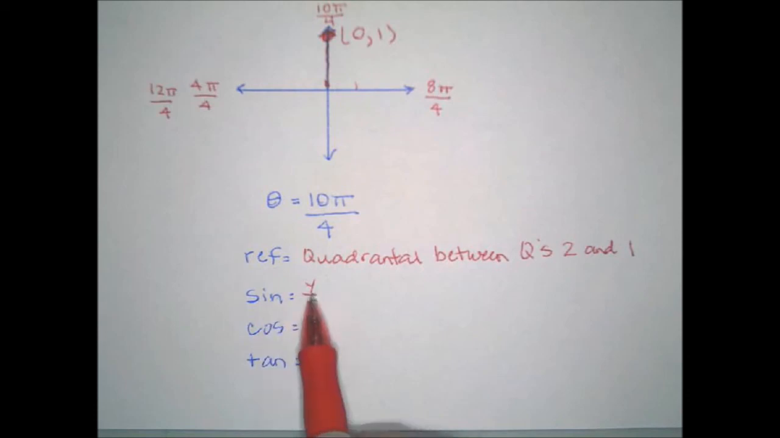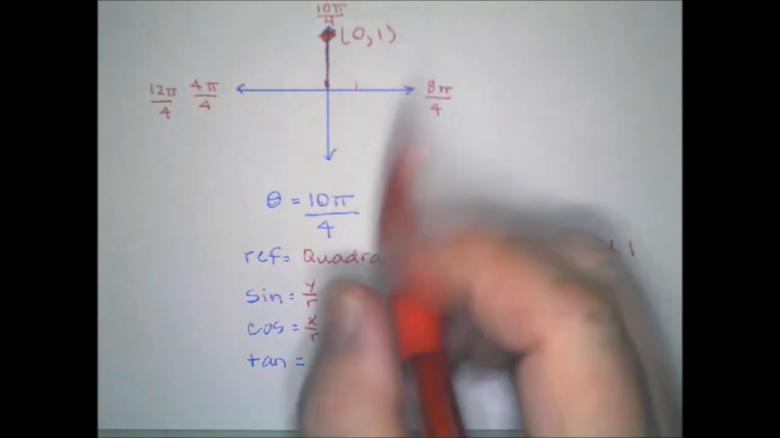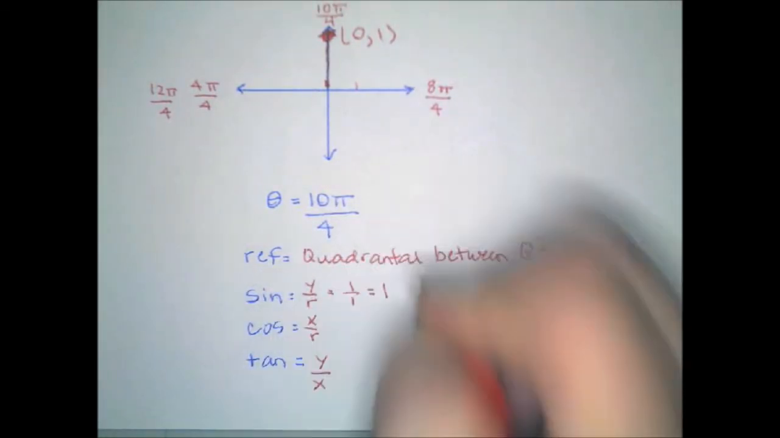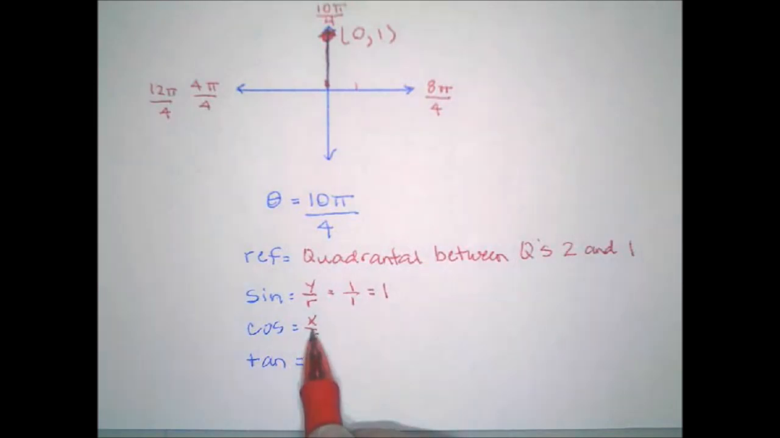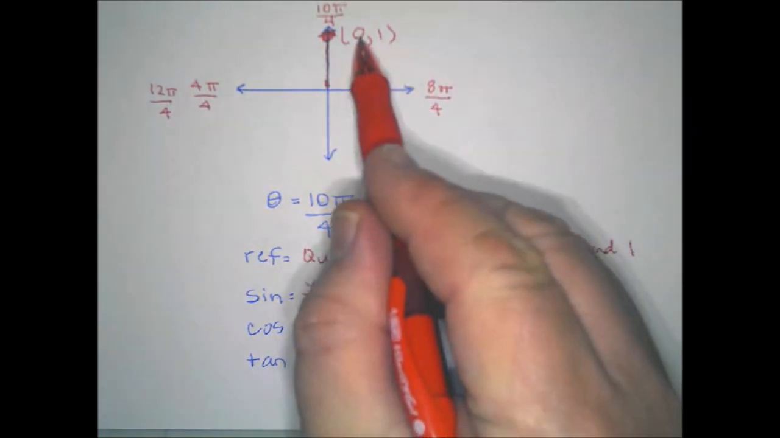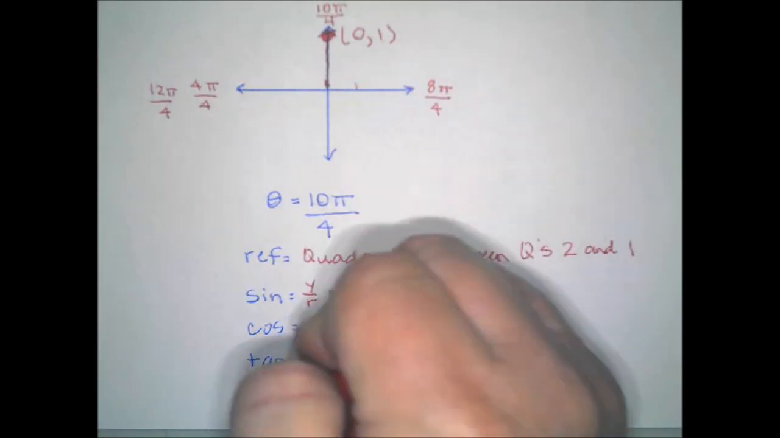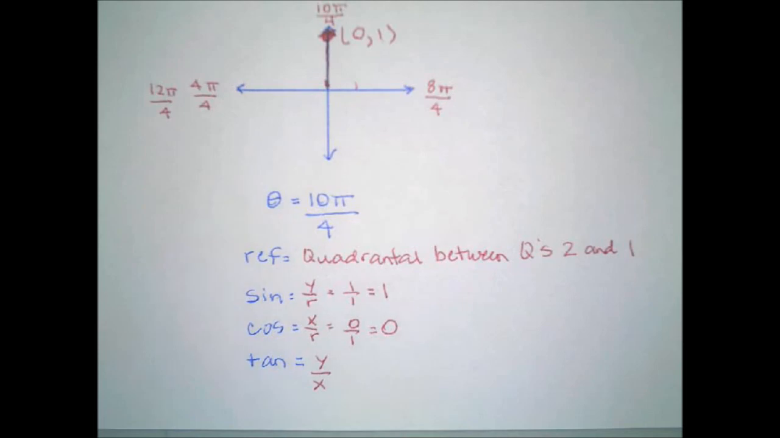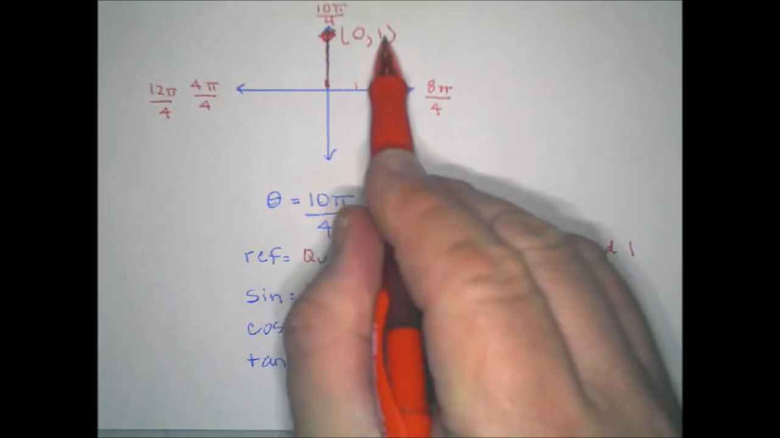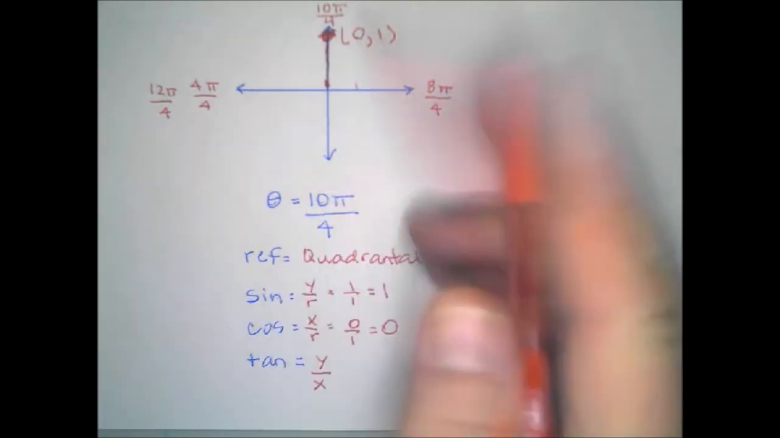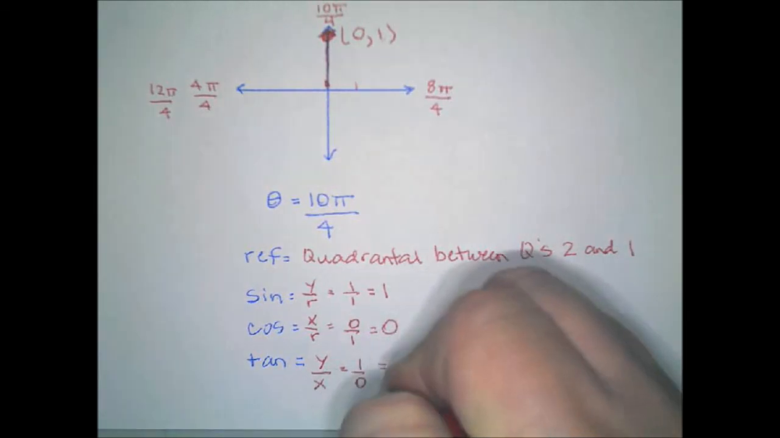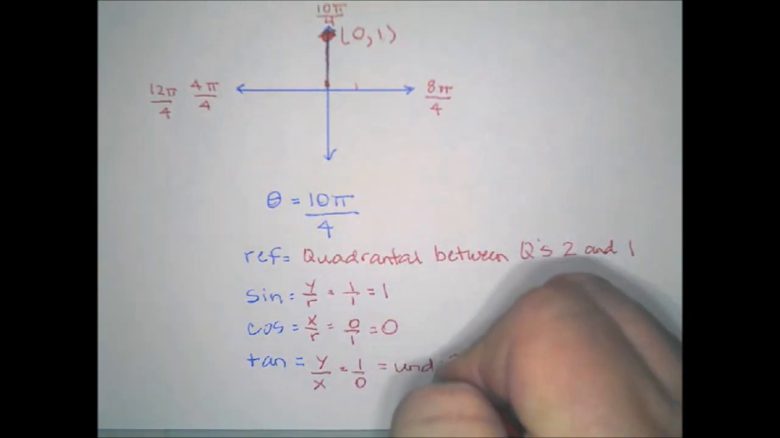So, for sine, it would be the y-coordinate, which is 1, over 1. So 1 over 1, which is 1. Cosine, x over r. Well, the x-coordinate is 0, so that would be 0 over 1, which is 0. And then we have tangent, which is y over x. So the y over the x would be 1 over 0, which is undefined.